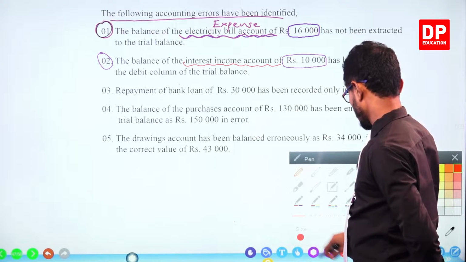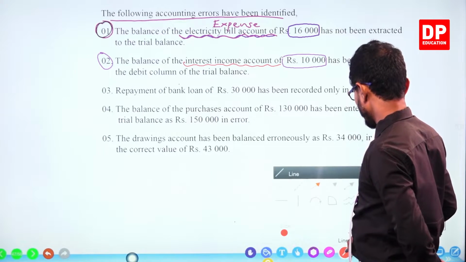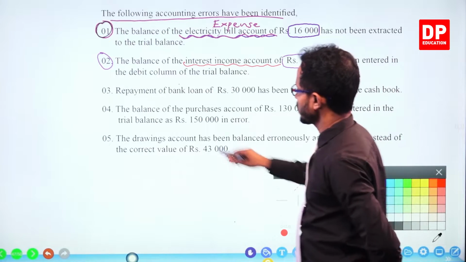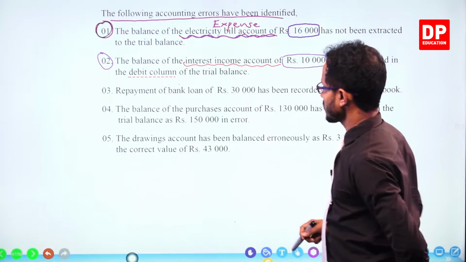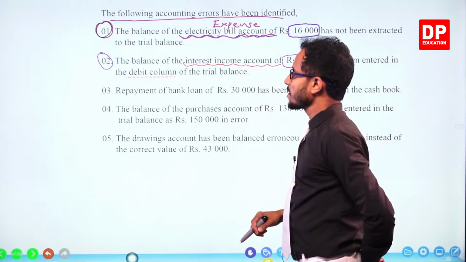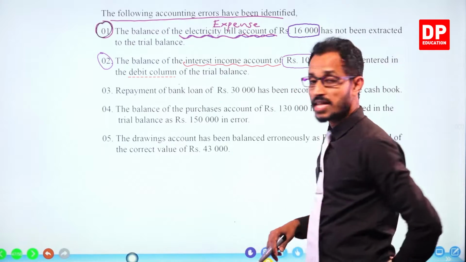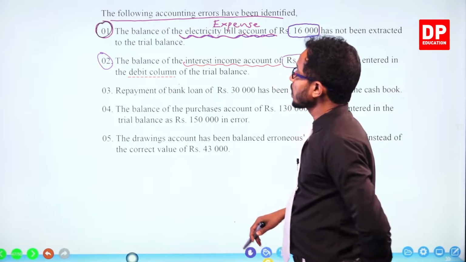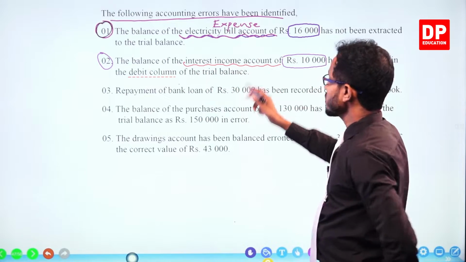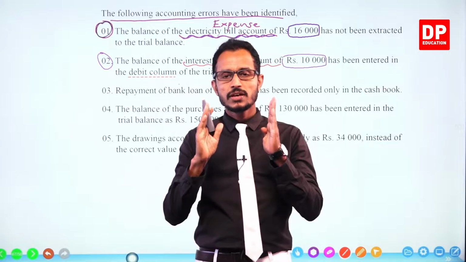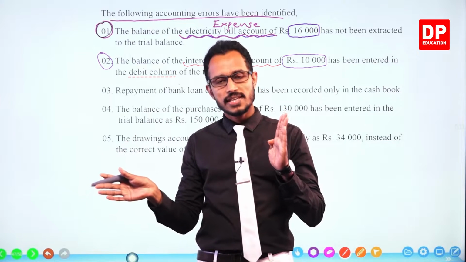Okay, so not a big mistake, but it's a mistake that affects the trial balance. Yeah, it's a mistake, that error that affects the trial balance. Interest income account is an income account. Income accounts usually have their balances in the credit side.